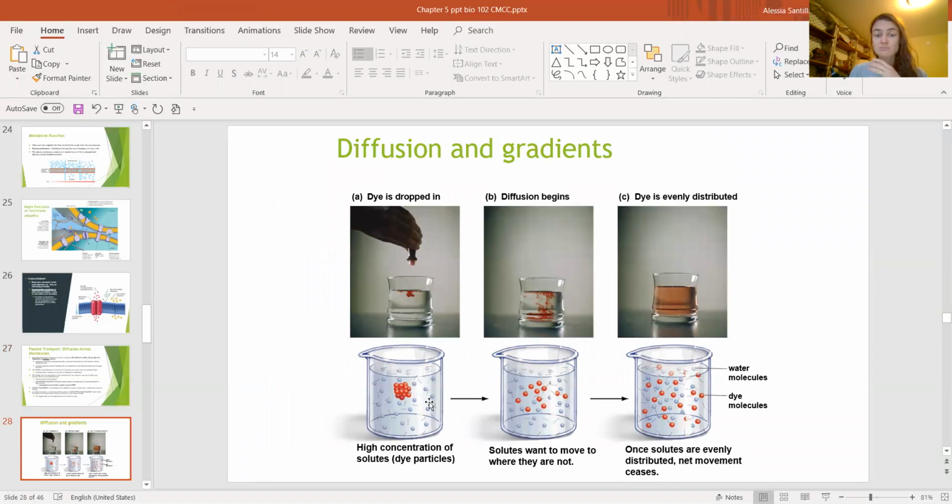So as you can see in this picture, we go from high concentration, and these dye molecules start moving around until they go to all the low concentration places, and until they get to equilibrium. So everything is basically in equilibrium and evenly distributed. The net movement basically ceases.